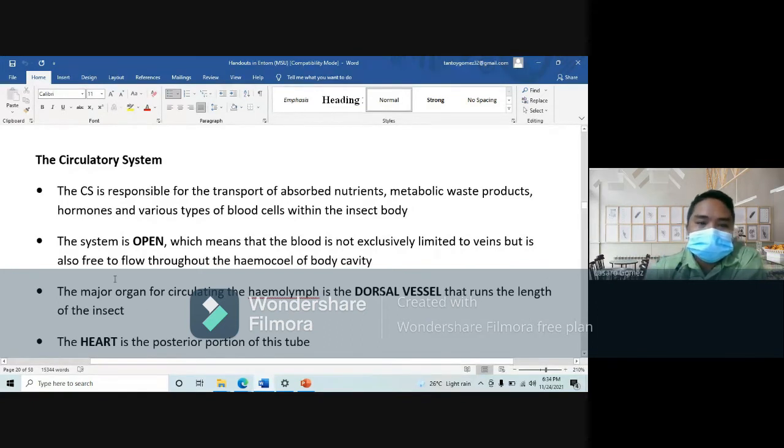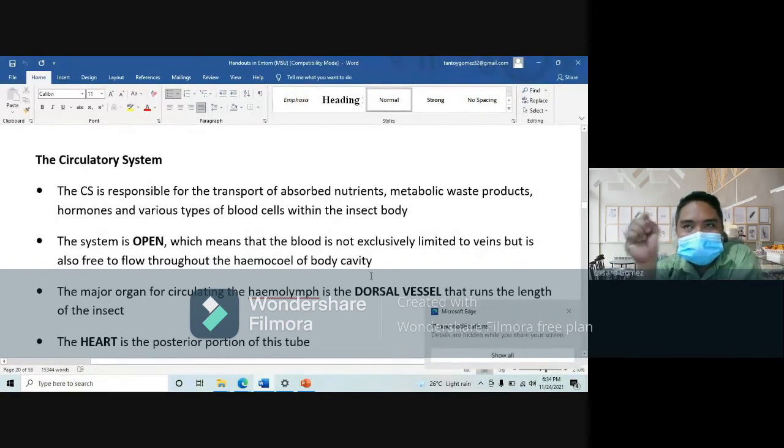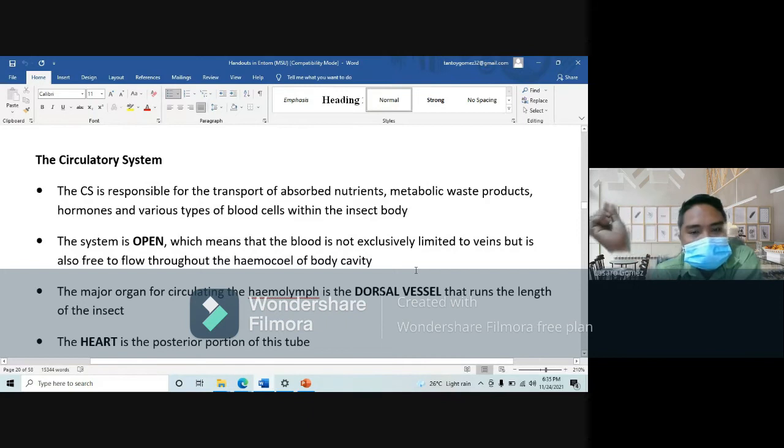The system is open, which means that the blood is not exclusively limited to veins, but is also free to flow throughout the hemocoel of the body cavity. So, it is not only in the veins, but it also flows throughout the hemocoel of the body cavity. So the blood can enter here. Okay? So that's what we call the hemocoel.